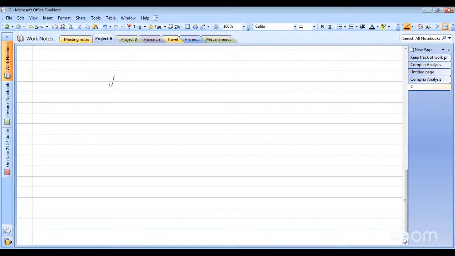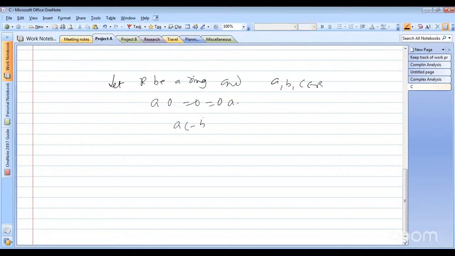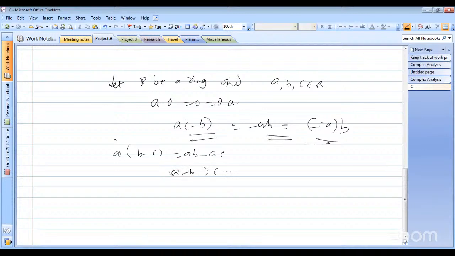Here, let R be a ring and A, B, C belong to R. Then A·0 = 0. Also A·(−B) = −(AB) = (−A)·B. Then A(B − C) = AB − AC, and (A − B)C = AC − BC. These are the fundamental rules of addition and multiplication that we are using here.